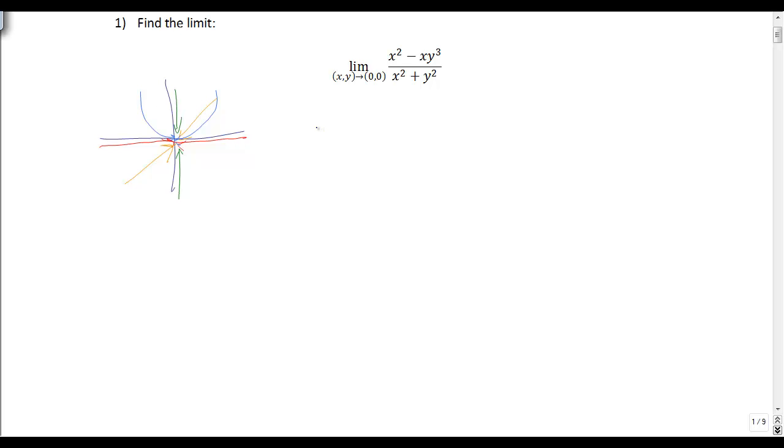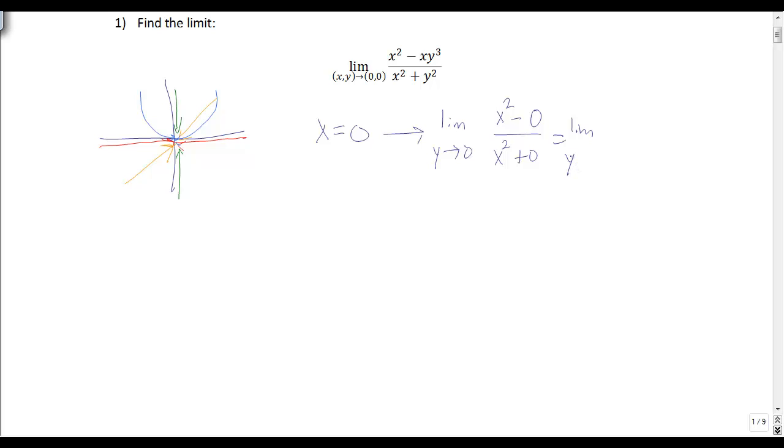So the first path, a common one to check, is x equals 0. So it's like along the y-axis. If you plug that in, what I get is a limit as just y goes to 0. If x is already fixed as 0, then (x, y) going to (0, 0) means y goes to 0. And then what happens here is, if y is 0, the term on top is 0, and on the bottom you get x squared plus 0 squared.